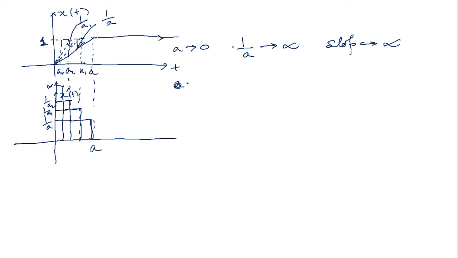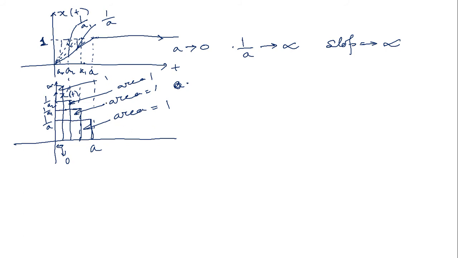But if you multiply both, if you see this, the area of this is 1, area of this is 1, area of this is 1, area of this is 1, but the height is infinite, because a tends to 0. The value of the signal tends to infinity, but the area is 1.